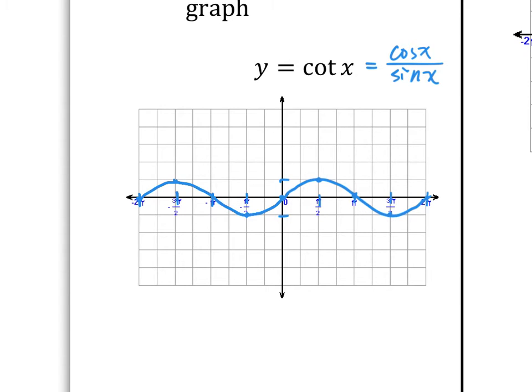Next, let's go ahead and draw the asymptotes. Wherever the graph hits 0, we have asymptotes.